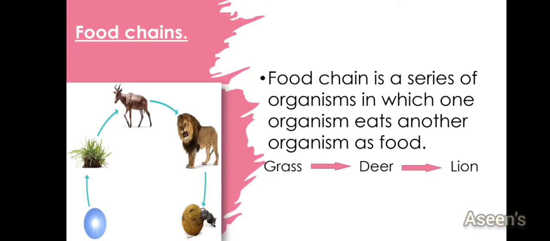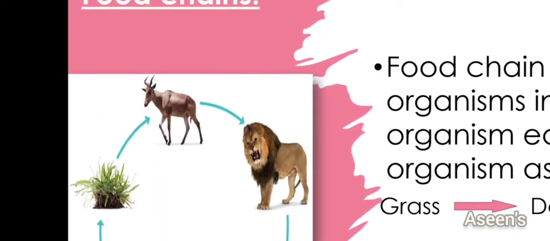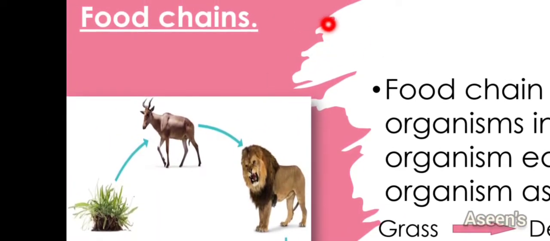We have a simple example over here for a food chain. Grass is eaten by deer. In turn, deer is eaten by a lion. As you can see here in the picture, grass is being eaten by the deer and the deer is being eaten by the lion. So this is one food chain. This is one way happening where the energy is being transferred from one form to another. As you can see, the green plant is the producer, deer is the consumer, that is a herbivore, and this herbivore is eaten by a carnivore.